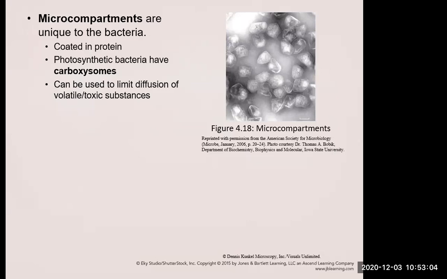Just to briefly mention these, we have some microcompartments. So these are wrapped in proteins. These are unique to bacteria, so Archaea don't have these. Some cyanobacteria have something called a carboxysome, which is where photosynthesis will take place. So CO2 can be converted to sugars in these carboxysomes. They can also limit the diffusion of volatile or nasty substances. So basically, if you have a nice weapon inside of your cell, you can keep it coated in protein so that you don't end up hurting yourself.